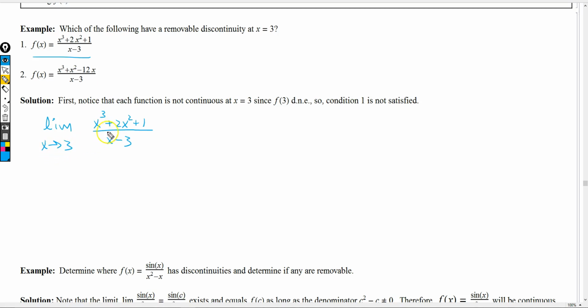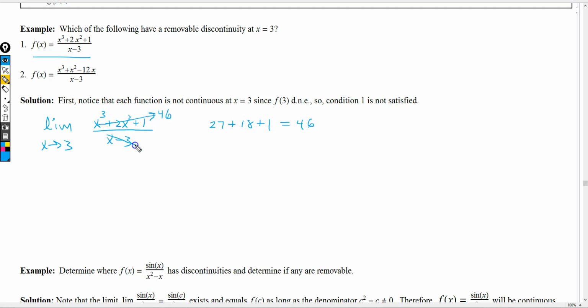Well, let's see, as x approaches 3, what's the numerator doing? The numerator is approaching 27 plus 18 plus 1, right? If I plug 3 in for the x here and just add the 1 to it, we get 46, right? So the top is approaching the number 46.